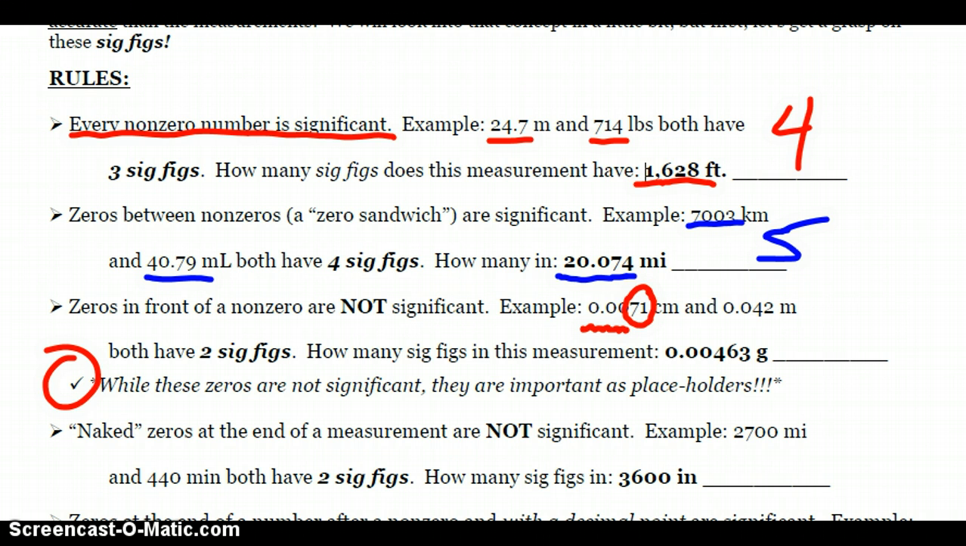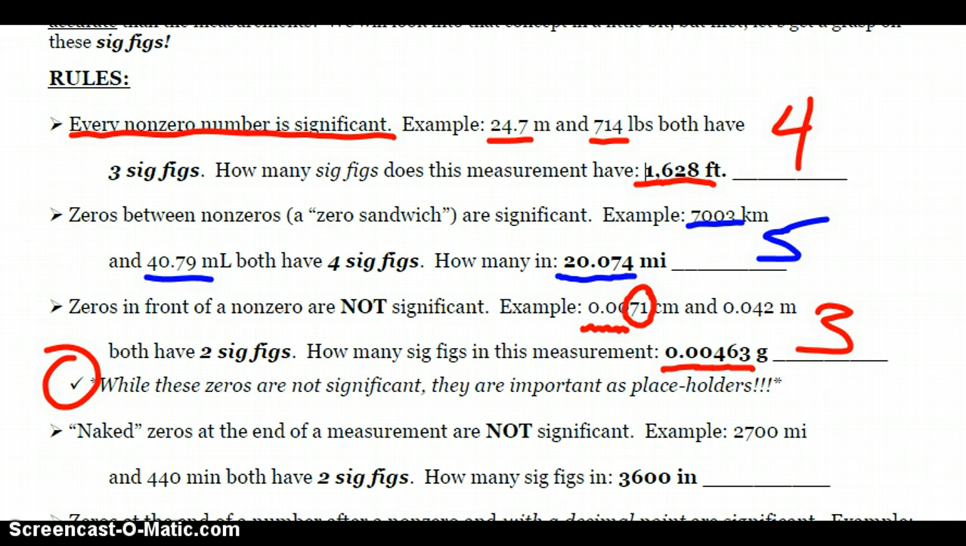So 0.0071 centimeters, their measurement occurred down at the 1,000th and 10,000th place. So when we have zeros in front, like in this measurement, 0.00463 grams, there are only 3 Sig Figs, 3 numbers that were actually involved in the measurement. The zeros are just placeholders taking us to the measurement.